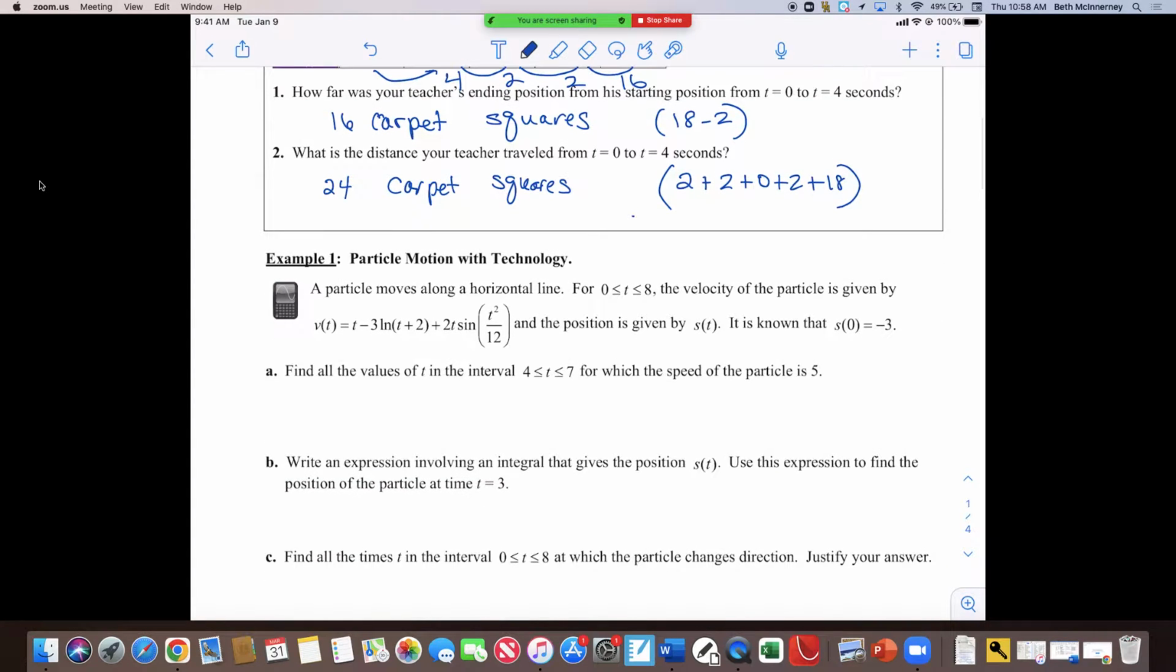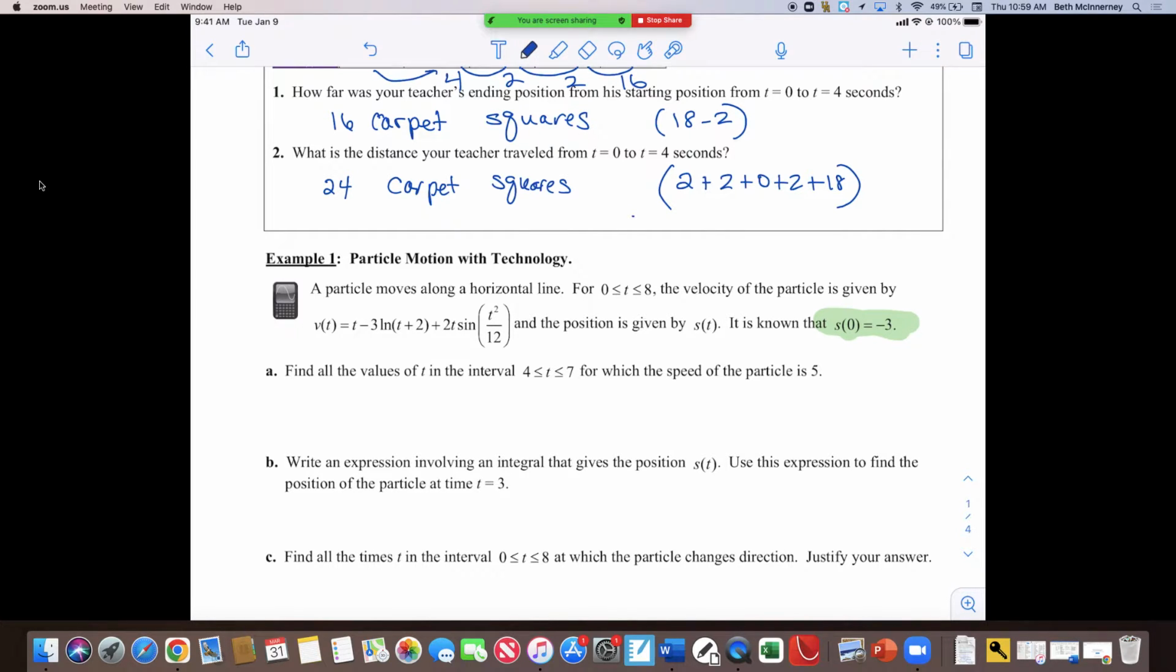All right, so we'll dive into this a little more for those of you that might still be a little bit confused about it. In example 1, my target today is to get through example 2, get halfway with a shortened period. So example 1 says particle motion with technology. So grab your graphing calculators if you don't have them out. A particle moves along a horizontal line. For time between 0 and 8, the velocity is given by v of t, and the position is given by s of t. It is known that s of 0 equals negative 3. So let's use our highlighters. That's going to be important.